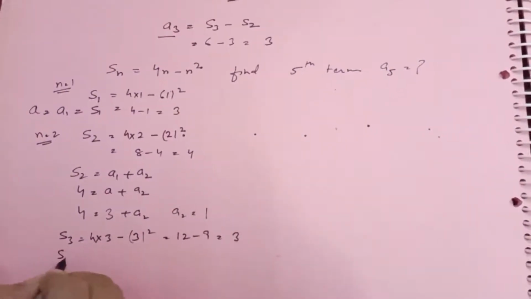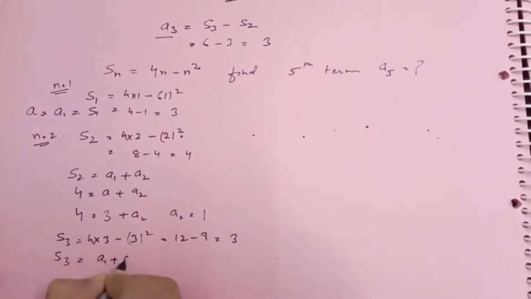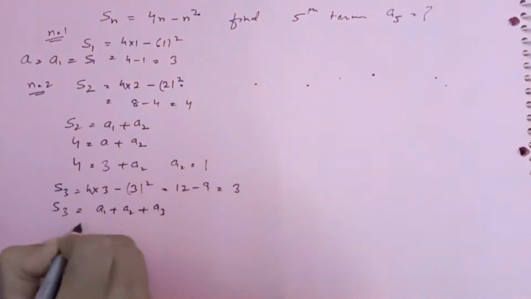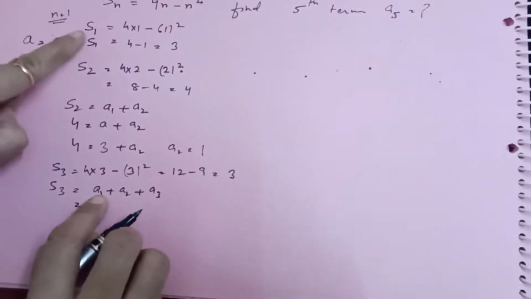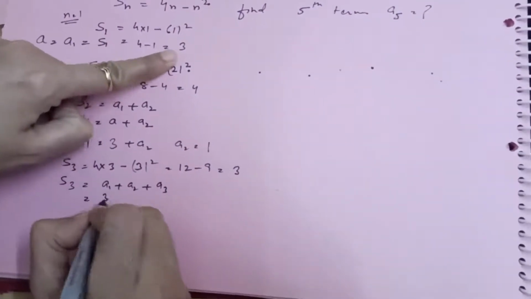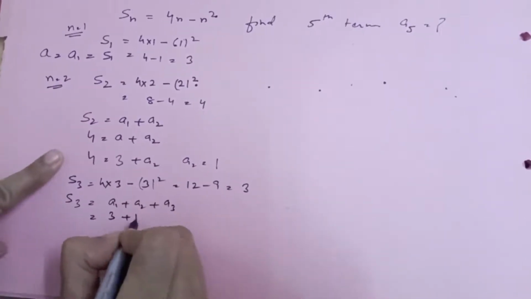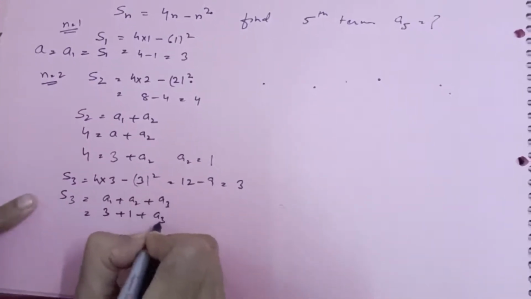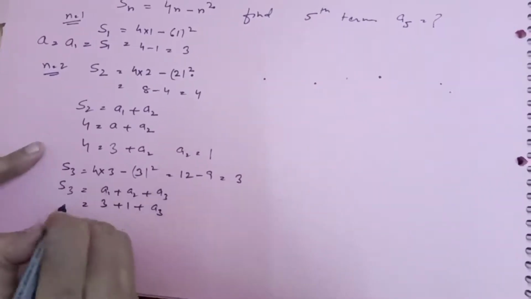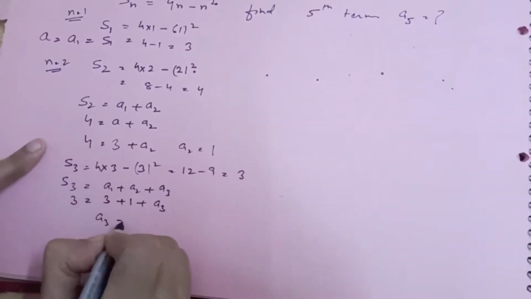तो S3 एक्चुअली क्या है आपका? A1 प्लस A2 प्लस A3. A1 फर्स्ट टर्म ऑलरेडी आपने कैलकुलेट कर दी. कितना है आपका? 3. प्लस A2 आपने ऑलरेडी कैलकुलेट किया. आपका A2 क्या है? 1. प्लस A3 आई नीड टू फाइंड आउट. ओके, गॉट और नॉट? और S3 क्या है? 3. तो A3 इज़ योर minus 1.